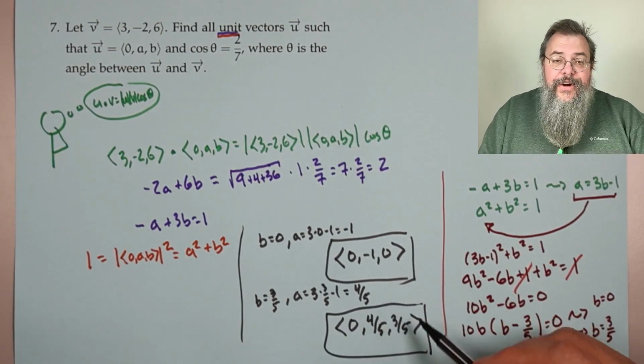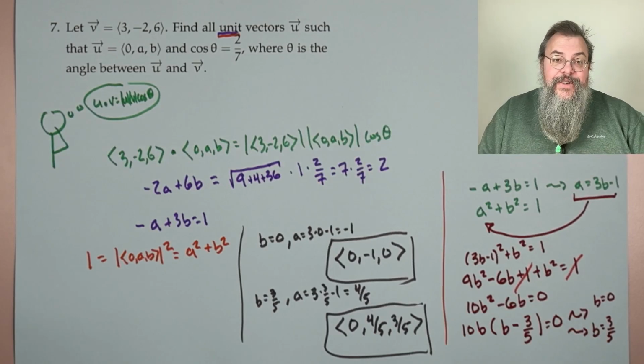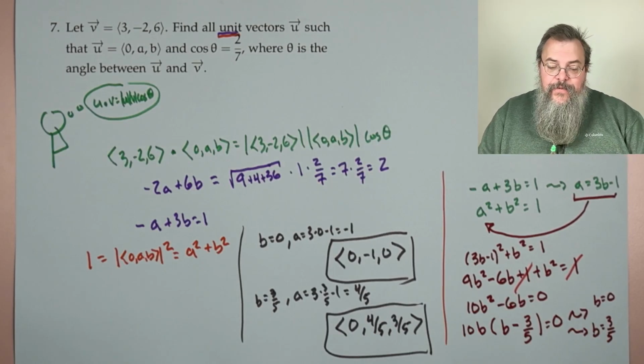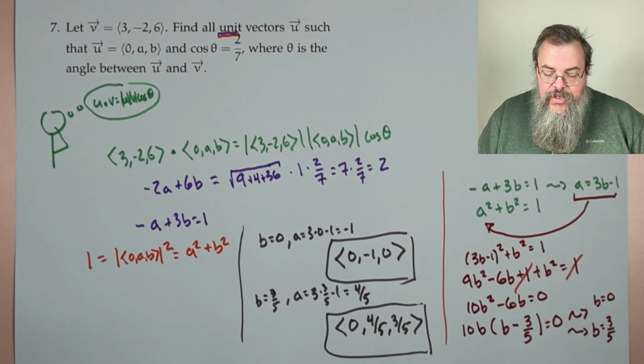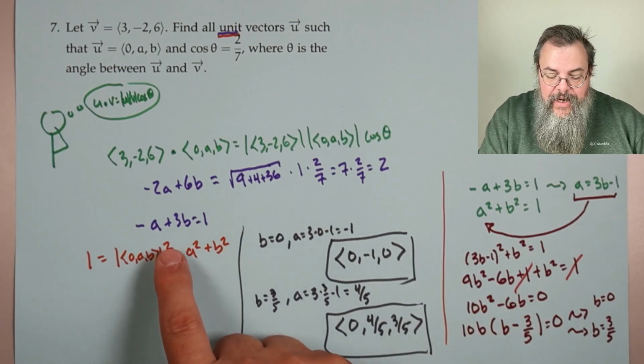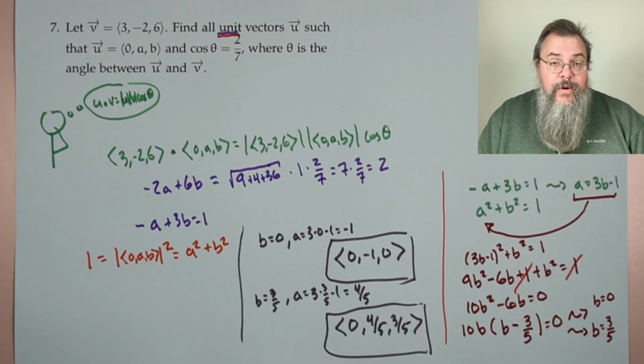And so those are our answers, 0, minus 1, 0, and 0, 4/5, 3/5. You can check, they're both unit vectors, and they both satisfy this relationship, minus A plus 3B equals 1.